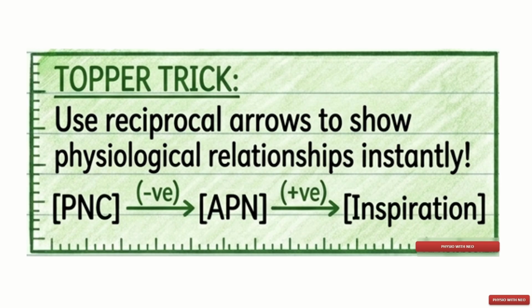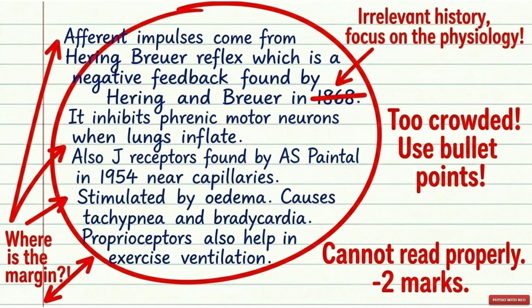Now, when you are writing the third part of the answer, this is the most common mistake that all of the students do. Look at this answer carefully. Where is the margin? There is irrelevant history. The answer is too crowded, and the examiner cannot read it properly, and ultimately it ends up giving only 2 marks. Instead, just focus on the physiology. Write all these headings under bullet points and improve your presentation.